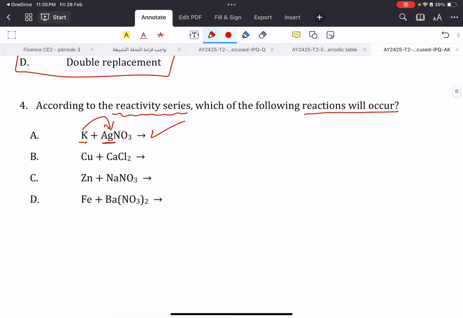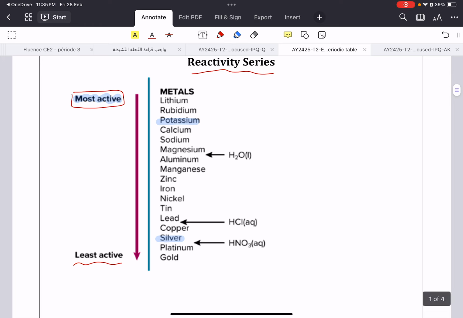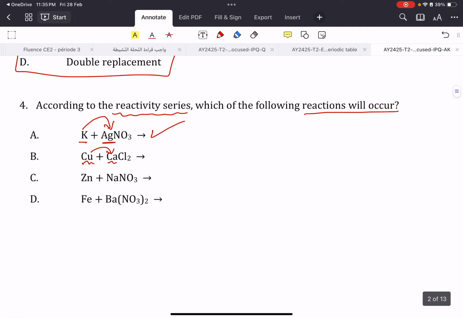Next, can copper replace calcium? Here's the copper and here is the calcium. Obviously, copper is below calcium, so copper is less reactive than calcium, and copper cannot replace calcium.